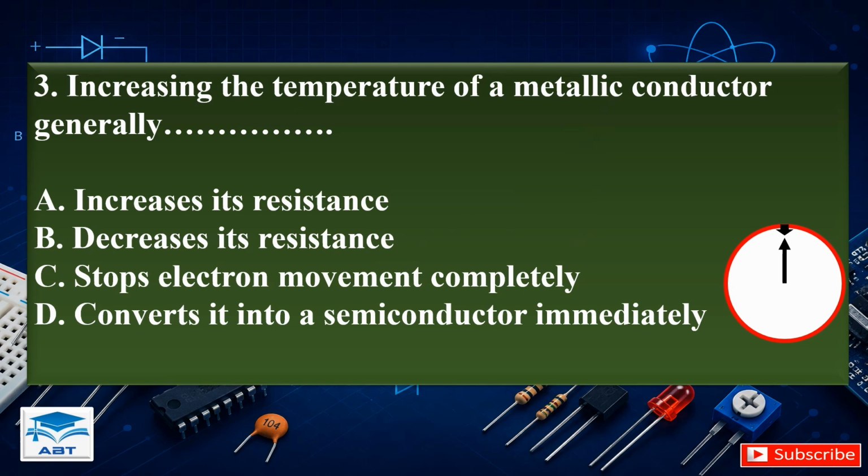3. Increasing the temperature of a metallic conductor generally A. Increases its resistance. B. Decreases its resistance. C. Stops electron movement completely. D. Converts it into a semiconductor immediately. The answer is A. Increases its resistance.